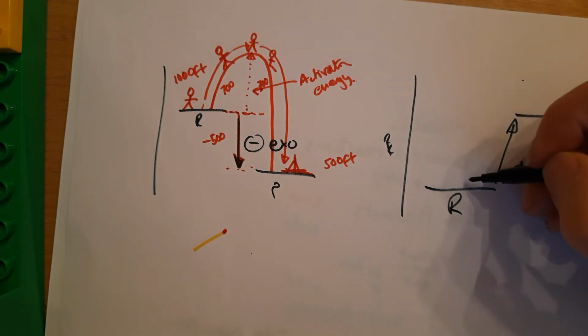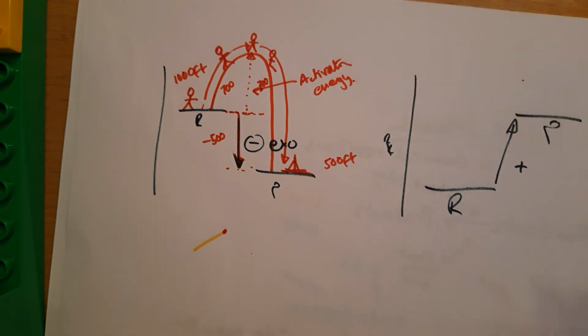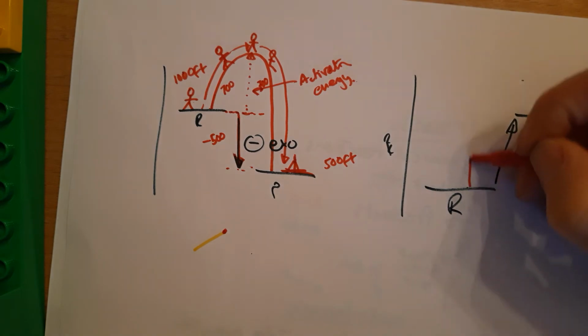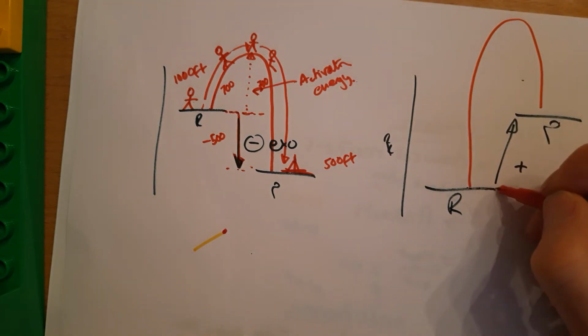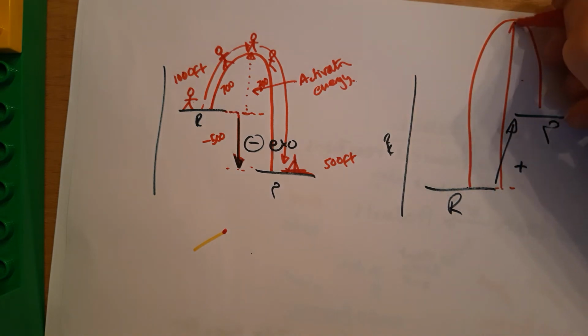But even endothermic reactions have an activation energy that you have to get over. And you just draw it on like that. You draw a loop. All right. And the activation energy is drawn from the reactant line to the product line.